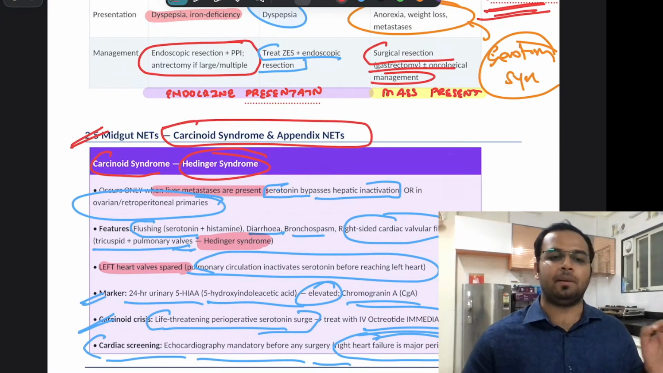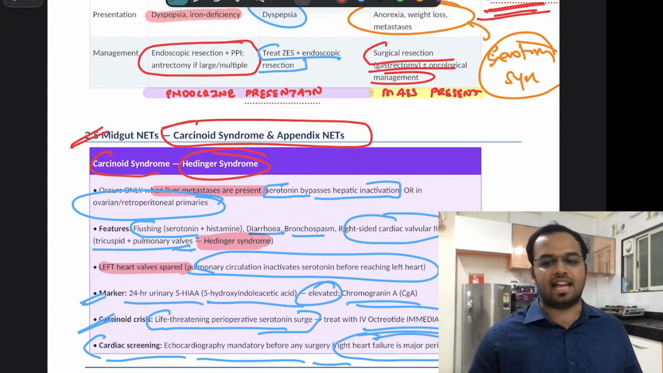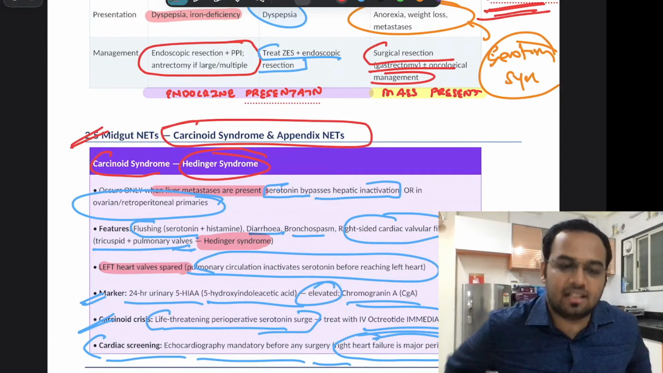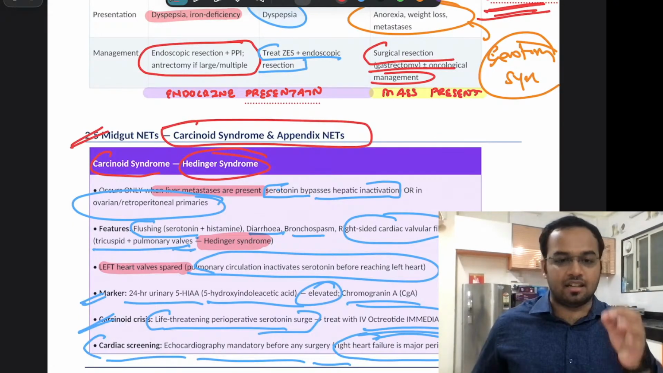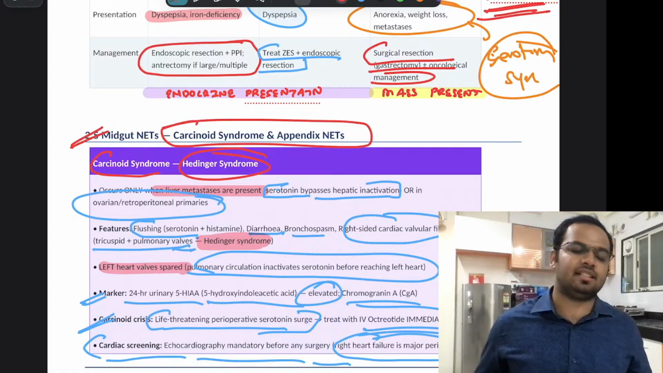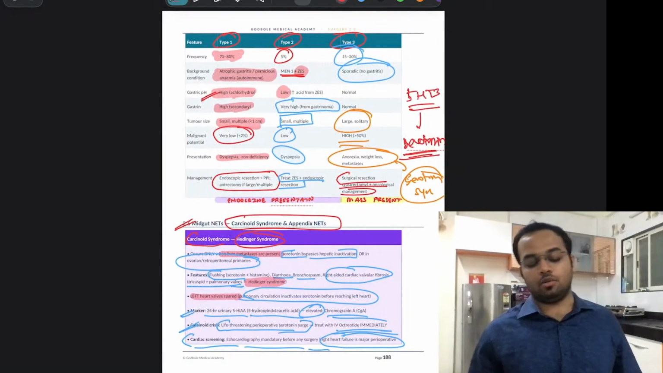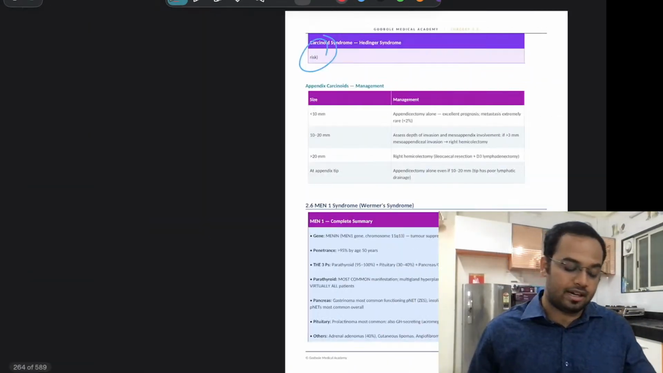CT scans won't pick up carcinoids. You need to go for what is called a gallium DOTATATE scan, because that is a nuclear medicine radiosynchography. So if nothing is showing up, and you are thinking of an endocrine or a PNET cause, you have to go for the gallium DOTATATE scan.